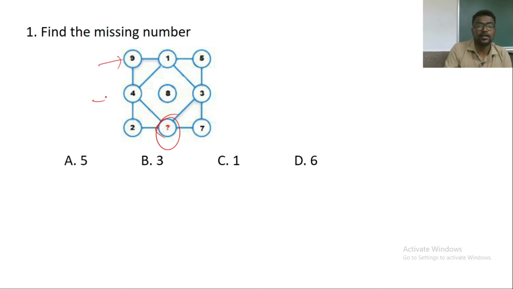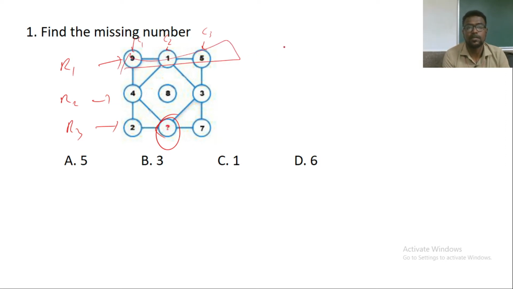We can divide this into various forms, like rows or in the form of columns. If we take these 3 numbers and sum them up, 9 plus 1 plus 5 is 15. And if we take the second row, again 4 plus 8 plus 3 gives 15.